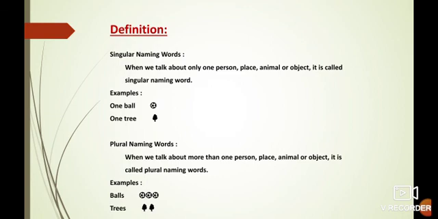And next, plural naming words. When we talk about more than one person, place, animal or object, it is called plural naming words. For example, balls, trees. See children, I have not written the number. I have just written balls. I have just added S in the naming word. Trees. Again I have added S in the naming word.